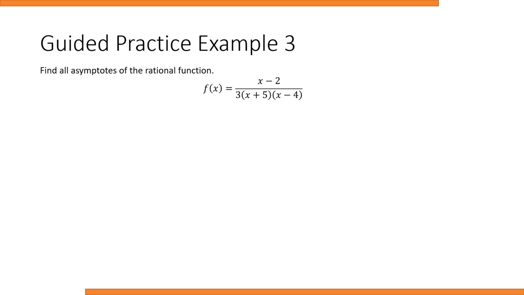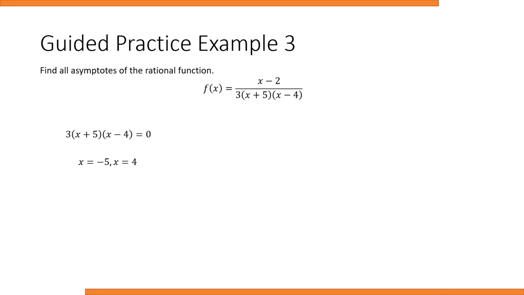We've got f of x equals x minus 2 divided by 3 times x plus 5 times x minus 4. So I usually start with the verticals. Just take that denominator, set it equal to 0. So I have 3 times x plus 5 times x minus 4 equals 0. I can see just looking at that I'm going to have solutions at -5 and +4. So that means that this rational function has 2 vertical asymptotes, and they're going to be at -5 and 4.